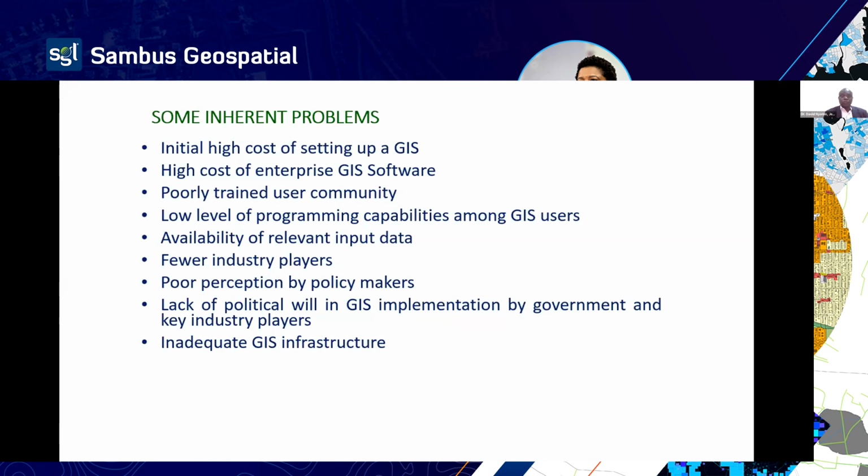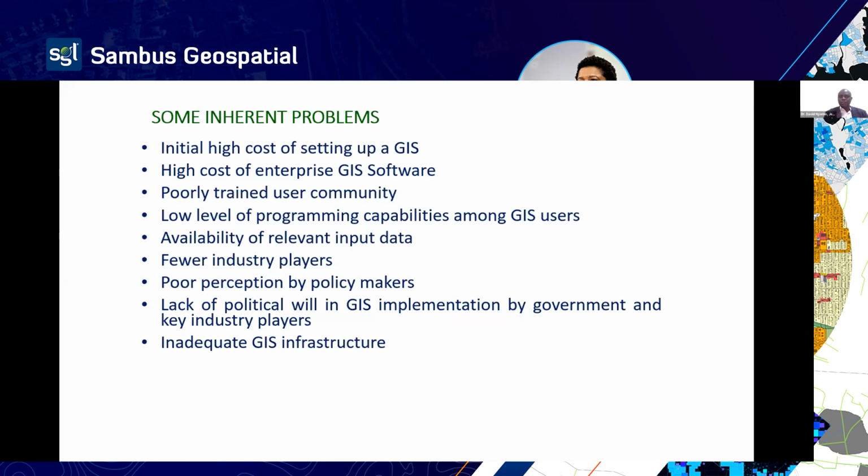That means there is a need for either the authorities responsible for data to make them available, or for additional stations so that we can generate these data sets. It's one critical data issue, whether we are talking about remote sensing data or physical data from stations. I'm talking about meteorological stations in this case. Then fewer industry players.